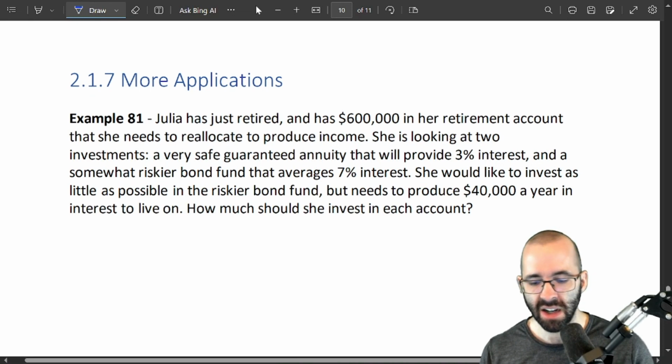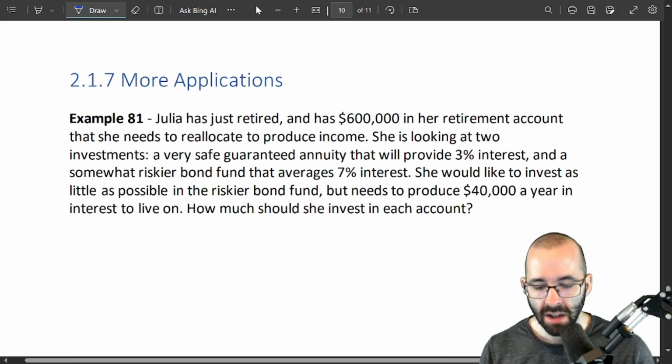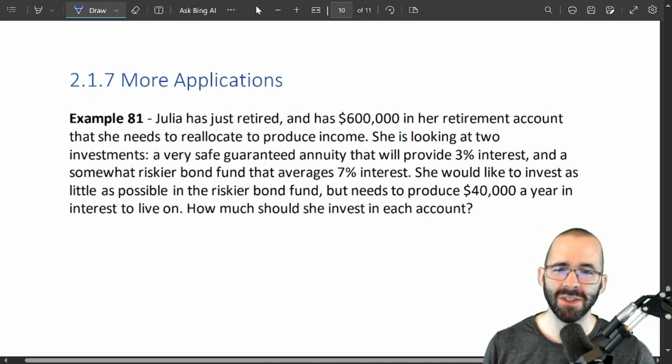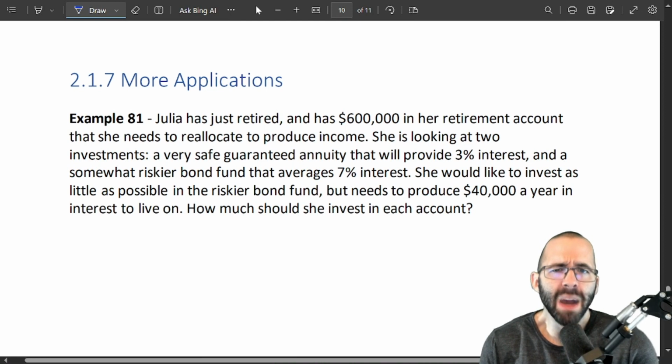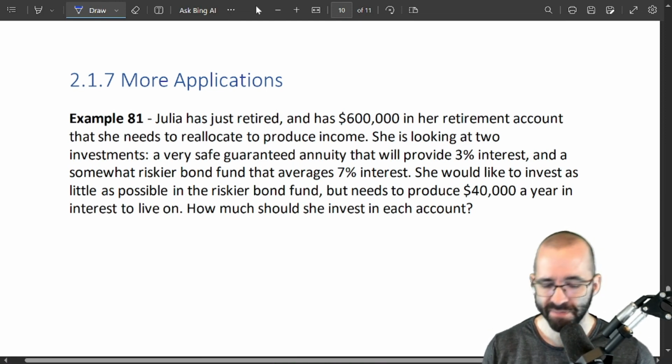She's looking at two different kinds of investments. One of them is a very safe guaranteed annuity that will provide 3% interest. And there's also a somewhat riskier bond fund that averages 7% interest. So, the bond in this case, this is not, in my experience, usually true about bonds. But in this case, the bond has a higher expectation, but it's a lot riskier, and she could lose. Even though if we expect 7% interest, maybe the fund just crashes.